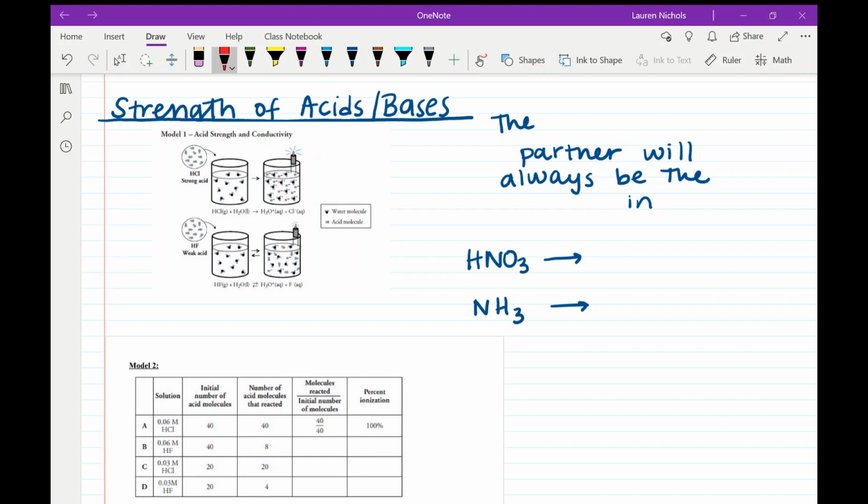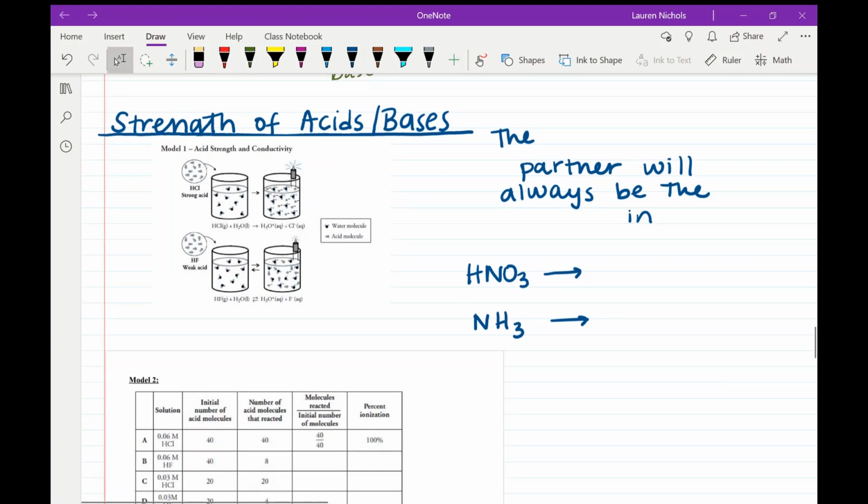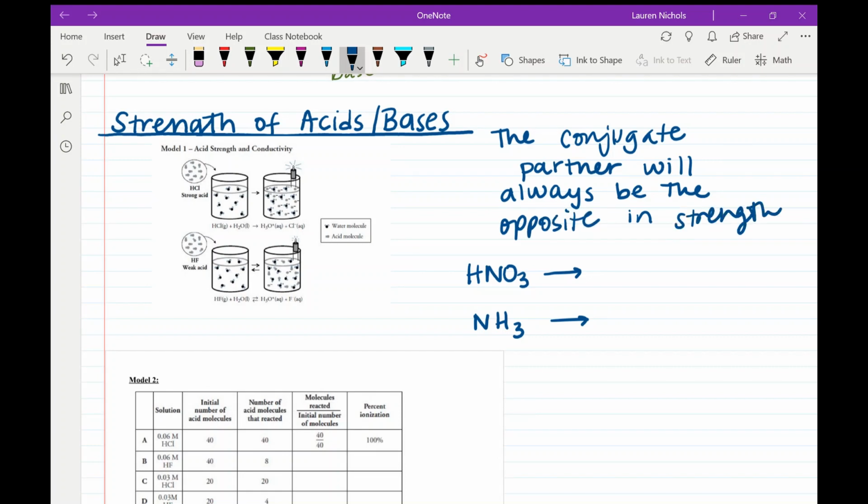So with the strength of acids and bases, I want to make sure that we touch back on something that we mentioned in the first video about conjugate acid and base partners. Remember, conjugate means partner. So the conjugate partner will always be the opposite in strength of the original acid or base.